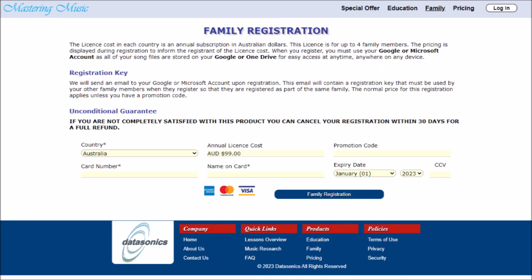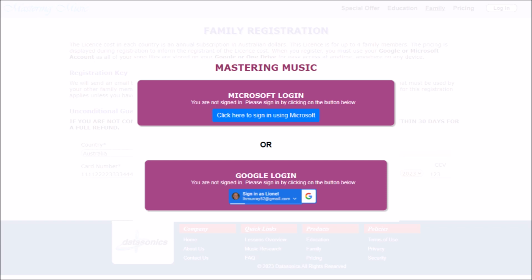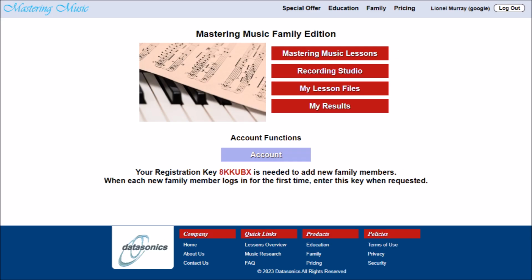The family registration of Mastering Music Online provides 4 family members the opportunity to learn and make music. Registration is easy using your Google or Microsoft account, with all work stored in the cloud on your Google or OneDrive, providing easy access anywhere, at any time, with privacy and security.